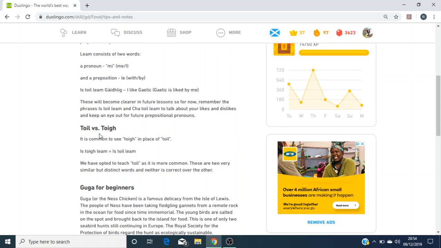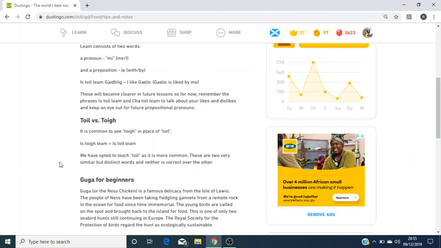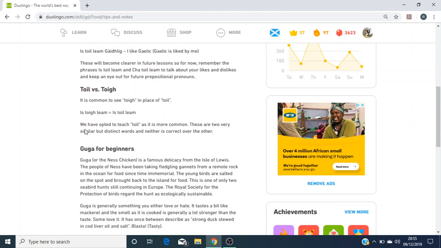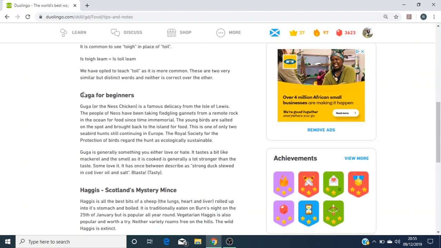So tul versus tu. It's common for you to see tu in place of tul. Is tu lem. We have opted to teach tul as it is more common. These are two very similar but distinct words, and neither is correct over the other. I remember when I first started learning Gaelic, it was tu, but tul is obviously a bit more common now, so let's just stick with tul.